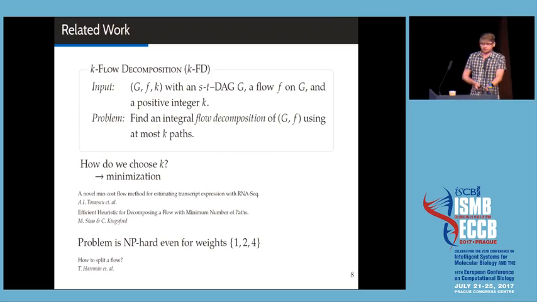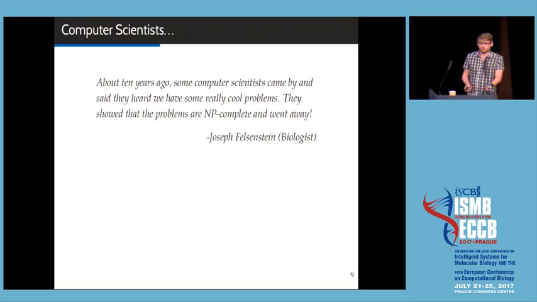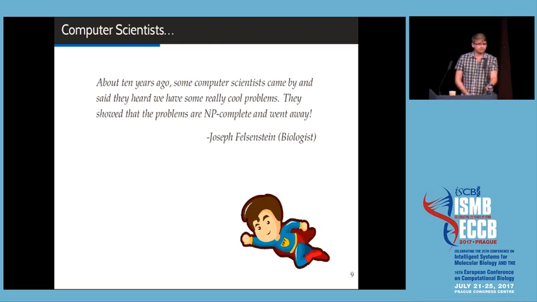And for this, I brought a quote from a biologist, Joseph Felsenstein, who said this in the 90s: "About 10 years ago, some computer scientists came by and said they heard we have some really cool problems. They showed that the problems are NP-complete and went away." And I don't want to go away today, so I brought a friend with me, which is FPT Man, and he helps me solve NP-complete problems.